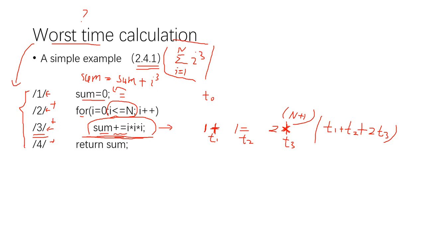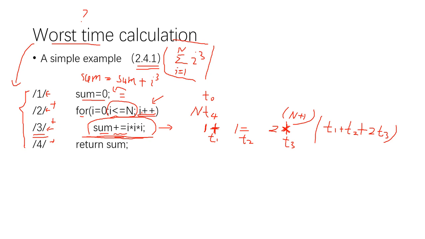And also inside the for loop, how many times will this i plus plus execute? It will execute n times, right? But how much time each one takes, you don't know. Probably you can call it T4. So if you do the time calculation this way, there's never an end to this.